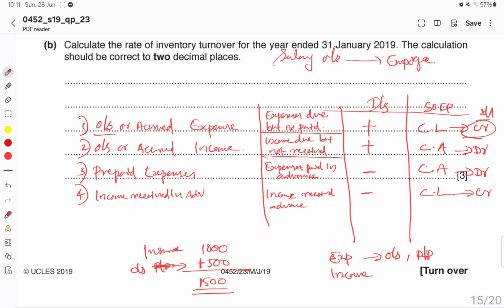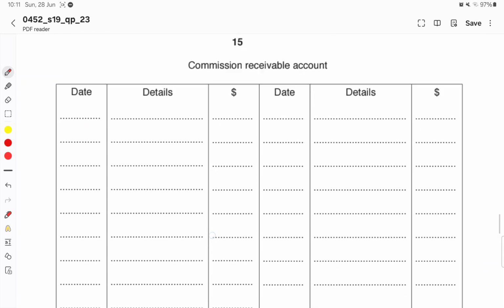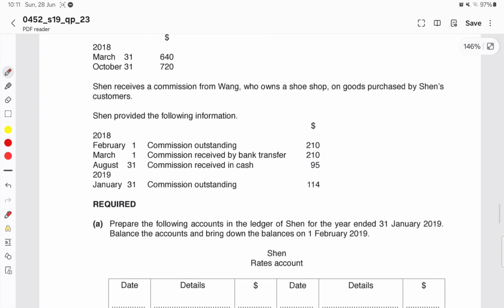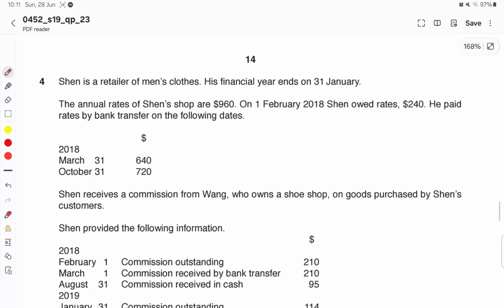Now we will see the question. Now you will understand whether it is an asset or liability. Shen is a retailer, right? So I told you the annual rate is how much? This is going to the income statement. Only 960 will go to the income statement because you have to pay only $960. So whatever the remaining money will be either outstanding or prepaid.